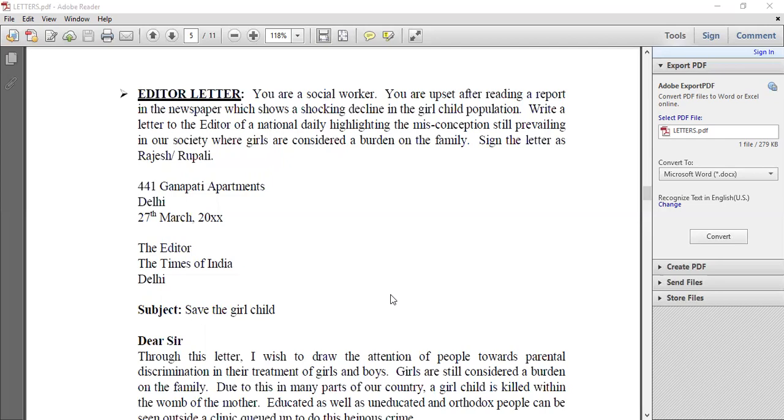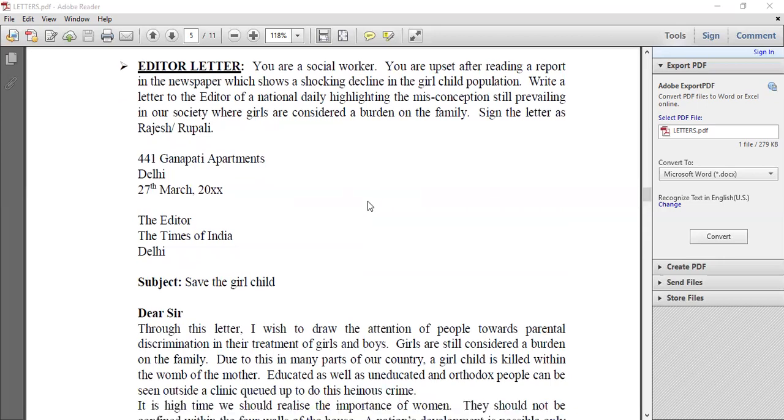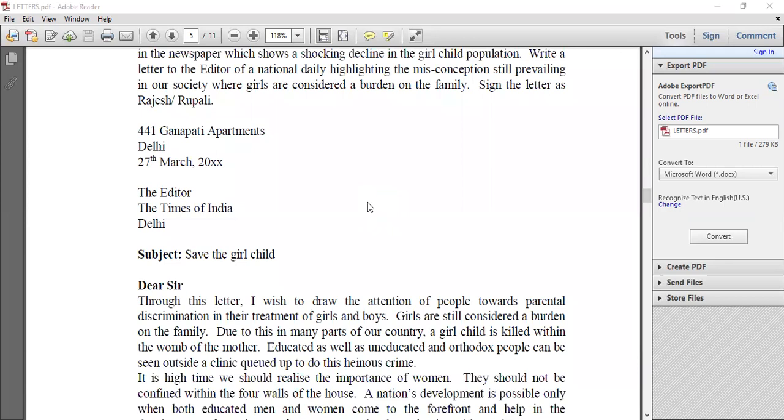This is a very sensitive matter. We need to concentrate, look into the matter, and write the answers. I have given you a model, you can also go through that and get an idea. Sender's address, without name: 441 Ganapati Apartments, Delhi, 27th March 2020. You can write the editor, The Times of India. We need to use the definite article: The Times of India, Delhi. And the subject part: Save the girl child.